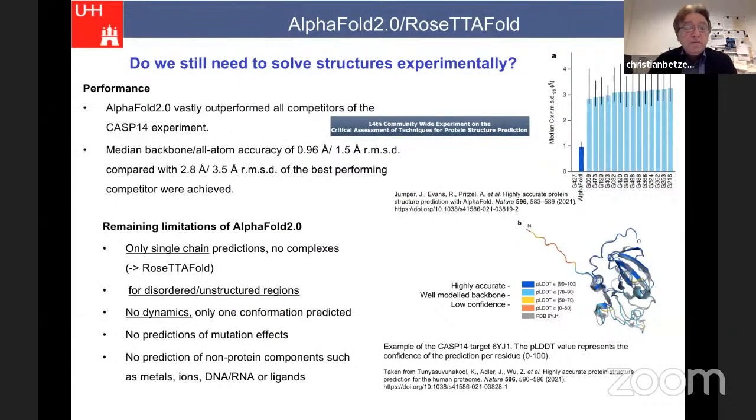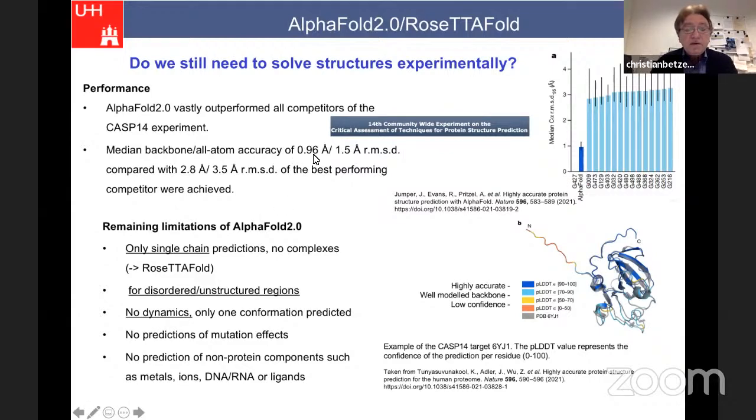This question came up last year, and there was a lot of discussion internationally in the community. Do we still need experimental methods to look at structures? And seeing first the performance of AlphaFold is much better than all competitors like I-TASSER and programs used so far for protein structure or biomolecule prediction.